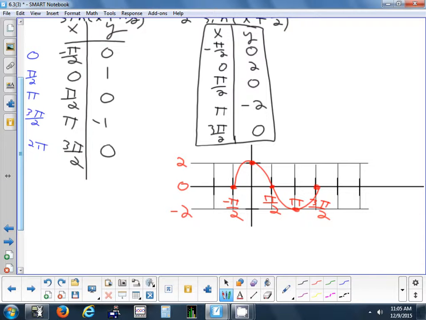Okay, so that graph has been shifted to the left by pi over 2 radians, and it's been stretched by a factor of 2. Questions on that one?